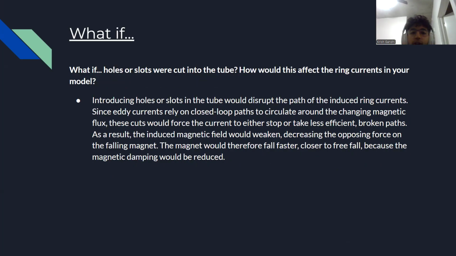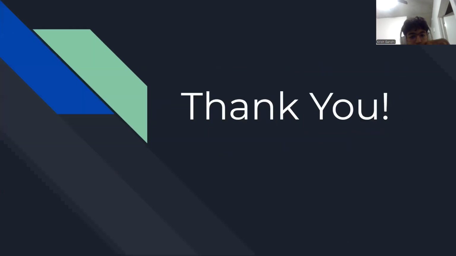So what if slots were cut into the tube? How would this affect the ring currents? Introducing these slots would disrupt the path of the ring currents, and since these currents rely on closed paths, the cuts would force the current to either stop or become less efficient. So the magnetic field would weaken and decrease the opposing force on the falling magnet, which would cause the magnet to fall faster.